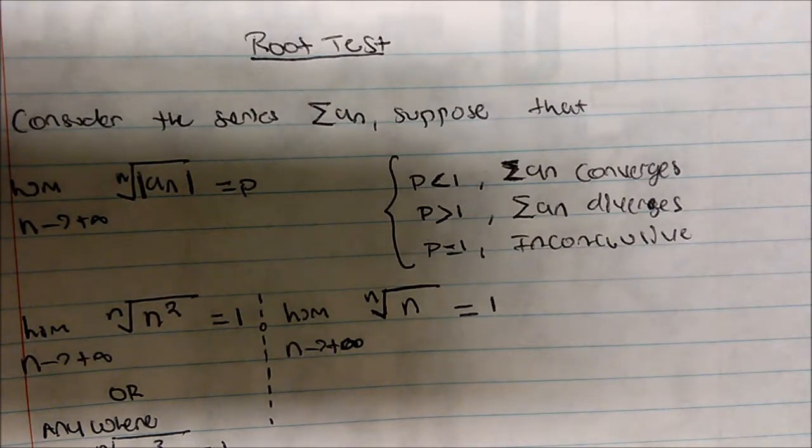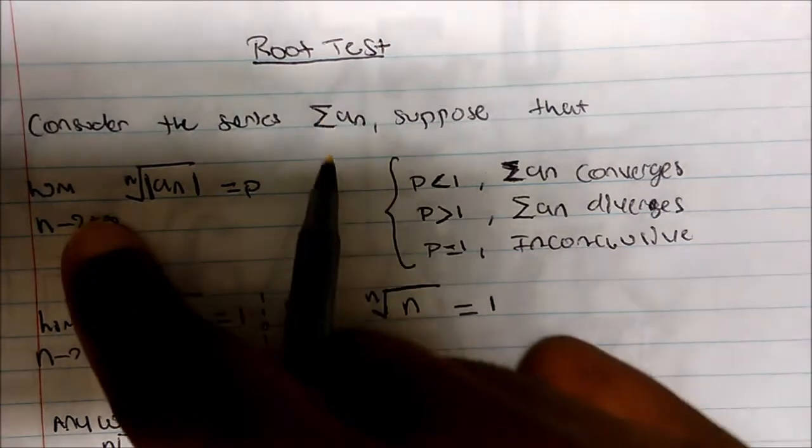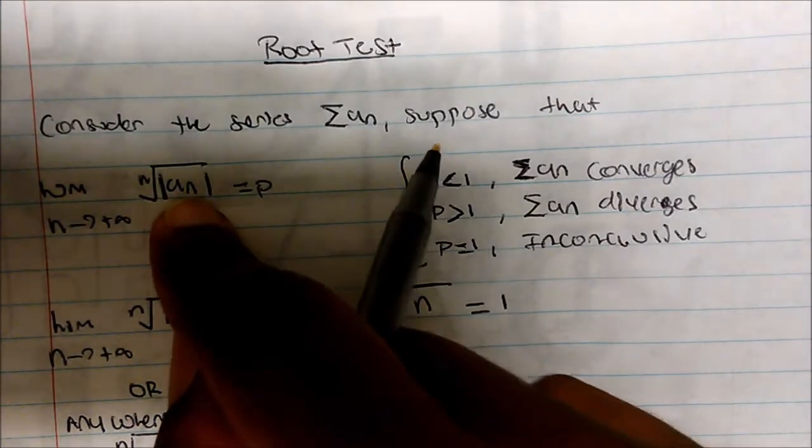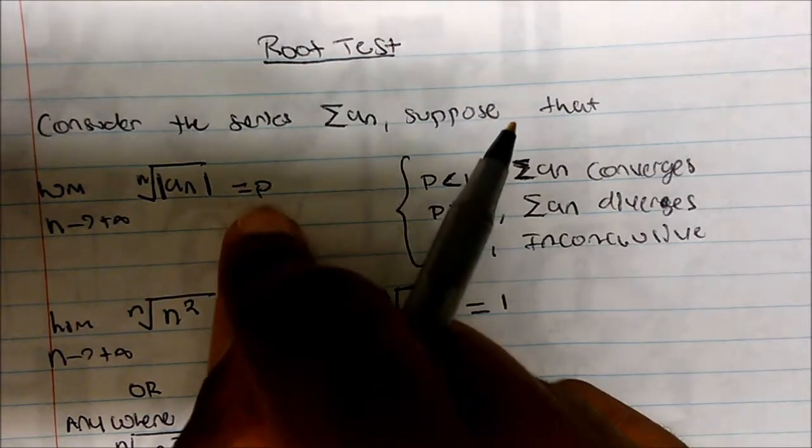So in this video, we're gonna talk about the root test. This and actually the ratio test is probably one of the more common tests you'll see. And the idea is that we're gonna take a limit as n approaches positive infinity of the nth root of the series, and that's gonna equal some value p.